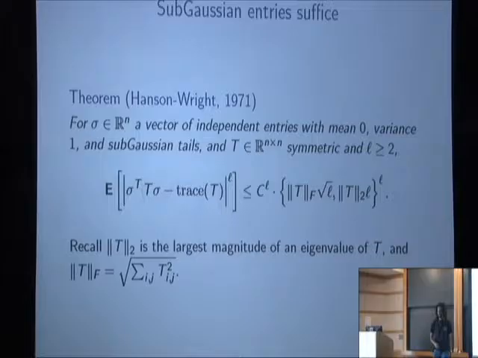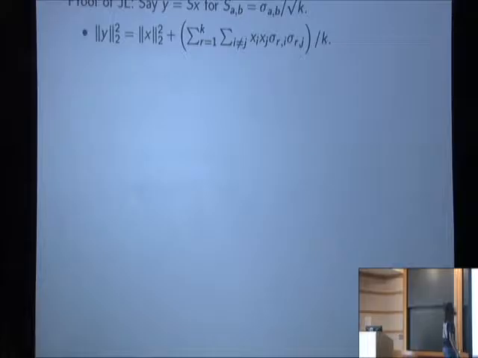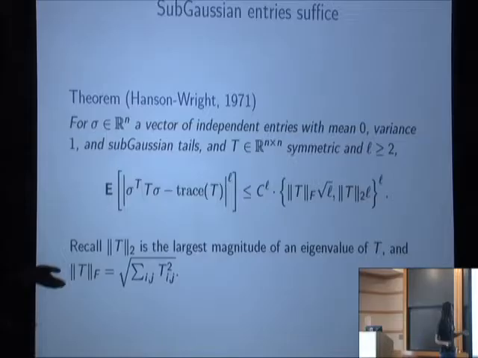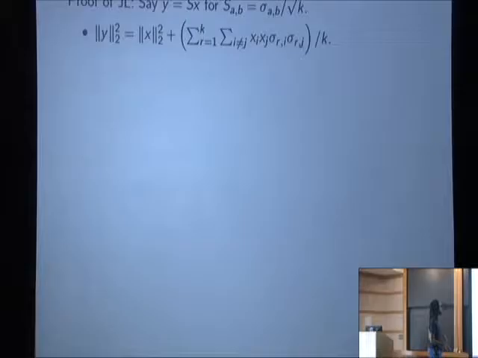Okay, so now that we have this theorem by Hanson and Wright, how do we use it to prove the Johnson-Lindenstrauss lemma? I'm going to take my embedding matrix S to have independent entries from some distribution with mean zero, variance one, and sub-Gaussian tails. And I'm going to divide the whole matrix by root k. I'm mapping from d dimensions to k.